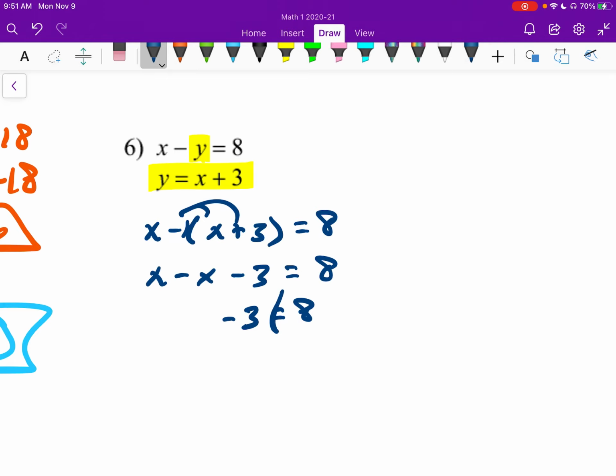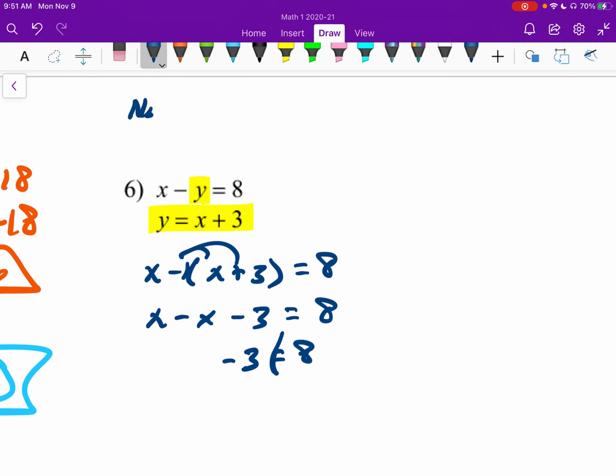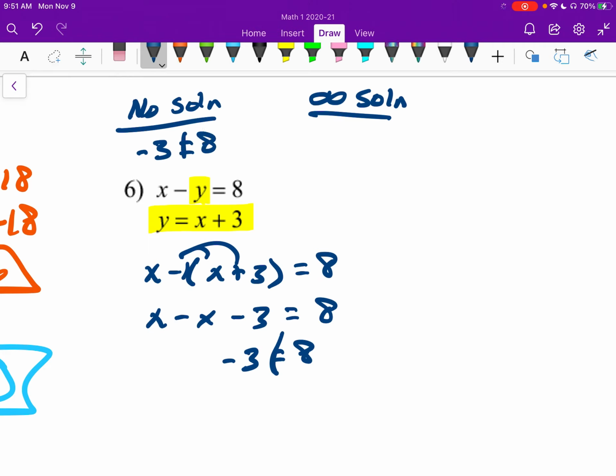We need to go back to our first video in the unit. There were two special cases. There was no solution and infinite solution. This one, because it does not make sense, negative 3 does not equal 8, it's going to be a no solution answer. So my answer is no solution.